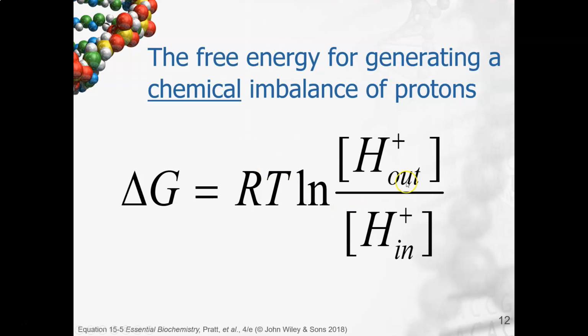In this equation right here, we would enter the proton concentrations out. This would be the proton concentration in the inner membrane space. This would be in, the proton concentration in the matrix. And we have a difference. We have a greater concentration of protons in the inner membrane space and a lower concentration in the matrix. This equation describes the chemical portion of the electrochemical gradient.